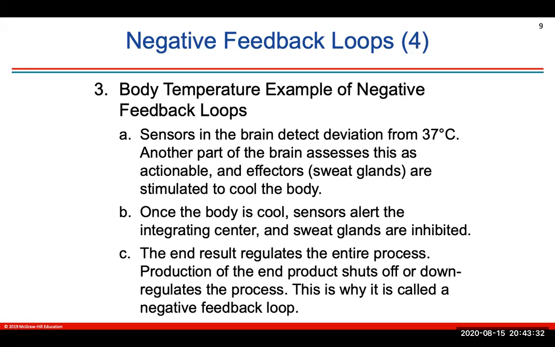Once the body is cool, sensors will then alert the integrating center in the brain, and the sweat glands will be inhibited or stopped because they don't need to be working anymore. And the end result regulates the entire process. Production of the end product shuts off or downregulates the process, and this is why it's called a negative feedback loop.